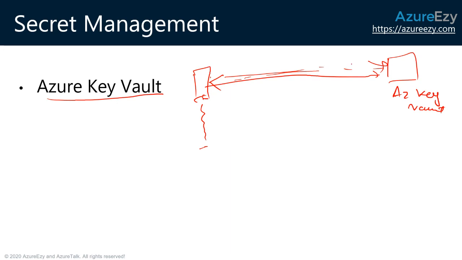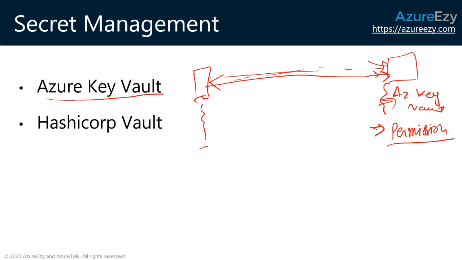When a resource needs access from Azure Key Vault, you need to explicitly provide the permission. It is not like anyone can access the things from Azure Key Vault. So that is also there. So authentication and authorization are also taken care of, and it helps you to manage your secrets in the Azure Key Vault.